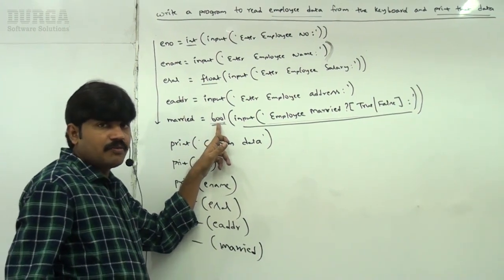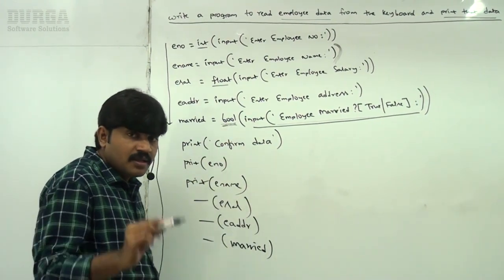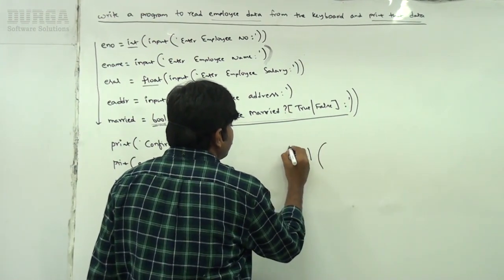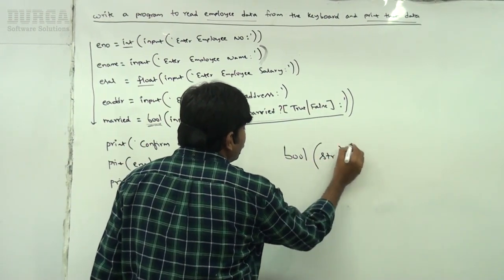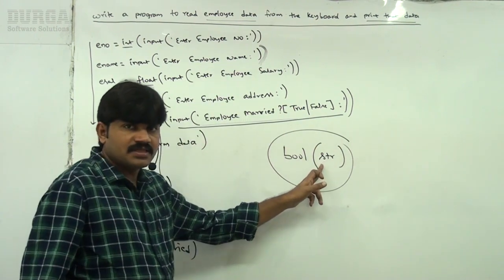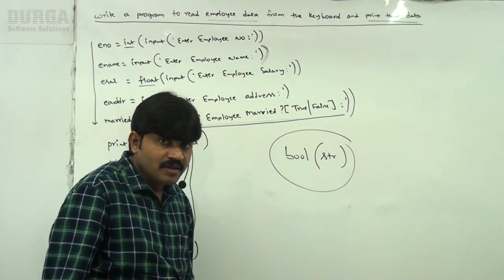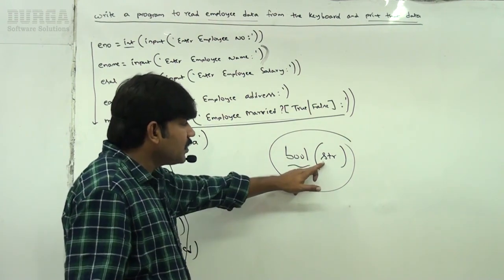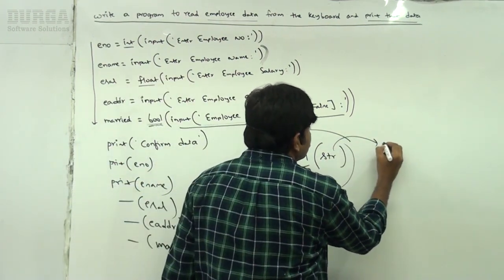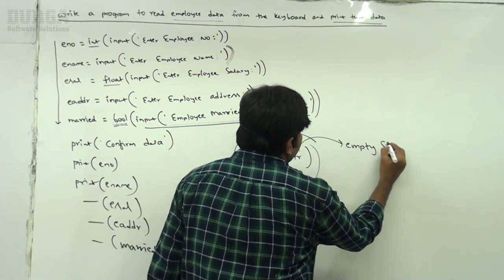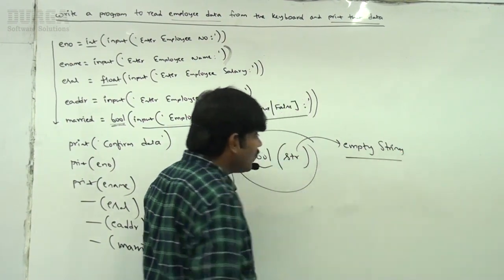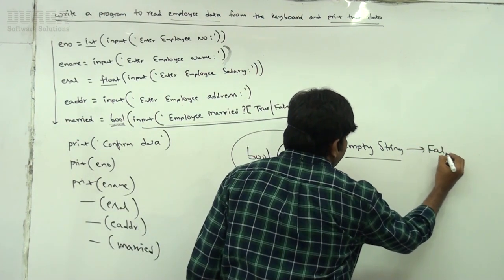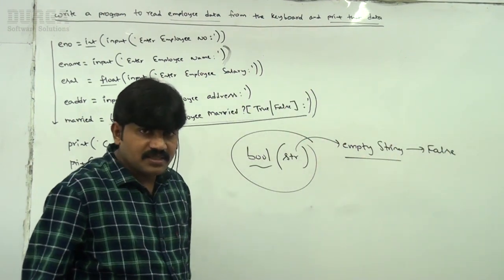Bool function. Are you getting which function we are using? Bool function, right? The bool function behavior is very, very simple, sir. If you provide str type to bool conversion, what is the behavior of this bool function? If this str is an empty string, then only it is returned as false. Then only it is considered the false.